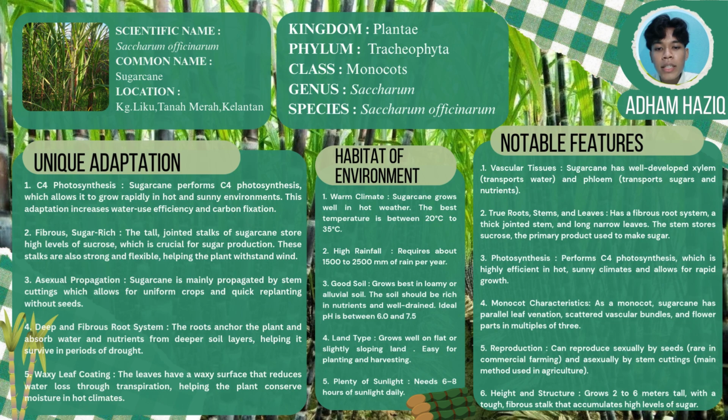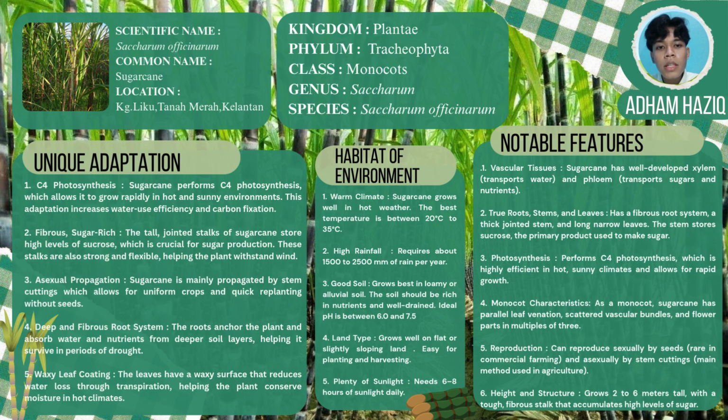The next point is the land type for these plants. Sugarcane grows well in flat or slightly sloping land. Lastly, sugarcane really needs plenty of sunlight. And for the last part is about the unique adaptation of this plant to growth. First of all, the unique adaptation for the sugarcane is C4 photosynthesis.